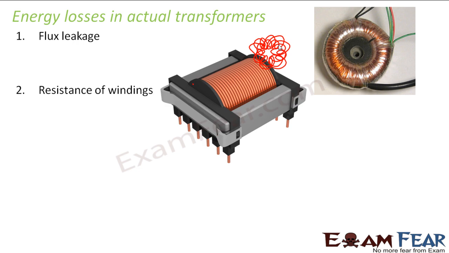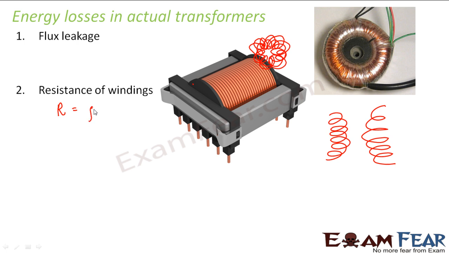Next is the resistance of the windings. We talked about the primary coil where we have windings of some wire. Again, in the secondary coil, we have winding of some wire. So these wires also will have some resistance, right? Now, these resistances will also affect the amount of current which is flowing through the circuit, right? So how can we reduce these resistances?